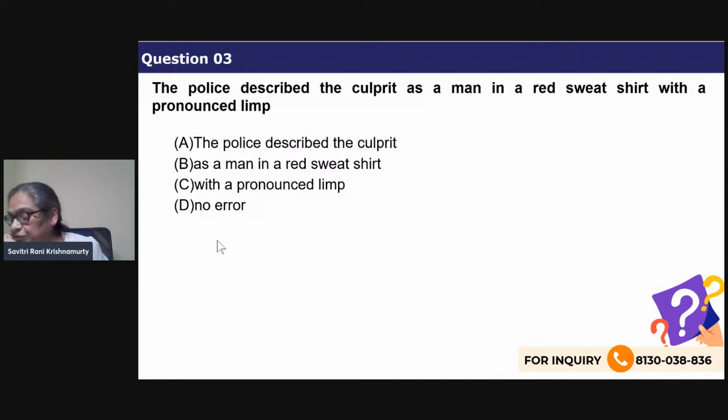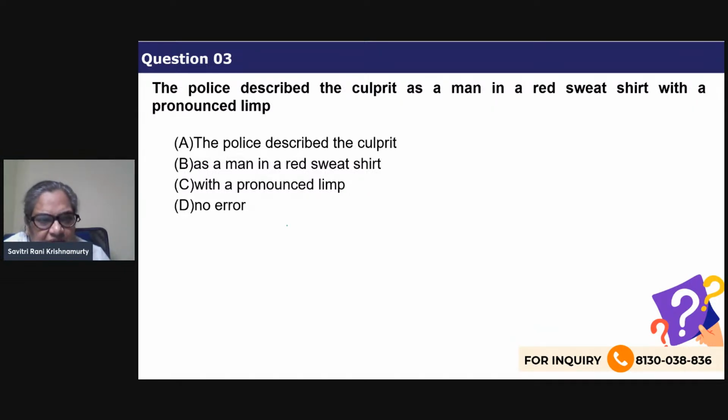Give me the question number when you answer, all right? Because everything looks like A, B, C, D to me, and there's a small lag. So by the time I look at your answers, I'm not sure which question you're giving the answer to. So give me the answer with the question number, it makes life easier for me. The police described the culprit as a man in a red sweatshirt with a pronounced limp. Okay, I'm seeing a lot of B's as the answer. Why B? What do you think is the correct one? Would anybody care to explain in the comment section?